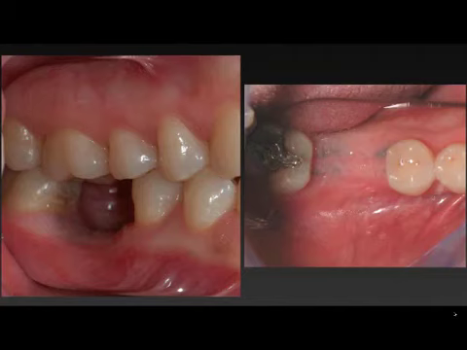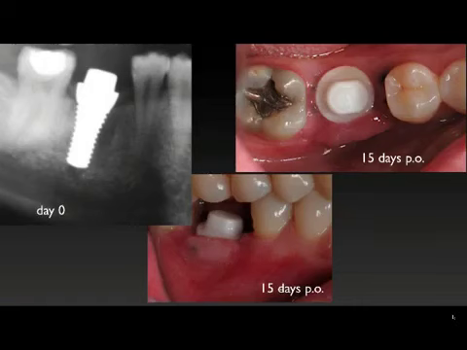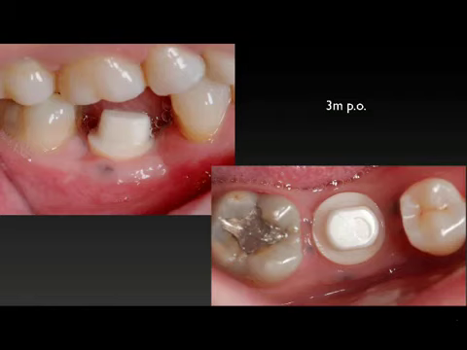The next case is what looks like a non-ideal site because we have no keratinized tissue on the facial. These cases, we advance the flap facially and place the implant, suture the keratinized tissue against the facial aspect of the implant, and we have a nice result 3 months post-operatively with a nice band of keratinized tissue.